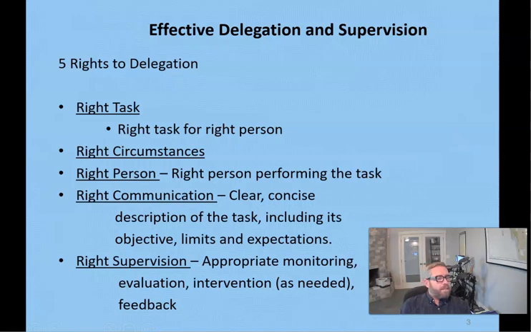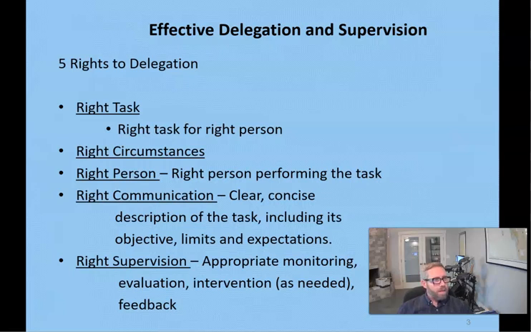So there are 5 rights to delegation. We'll go through those now. In order to delegate effectively, you have to double check yourself and ask yourself whether these things are in place. And it's a learned skill, but once you learn it, you'll learn how to do this intuitively.